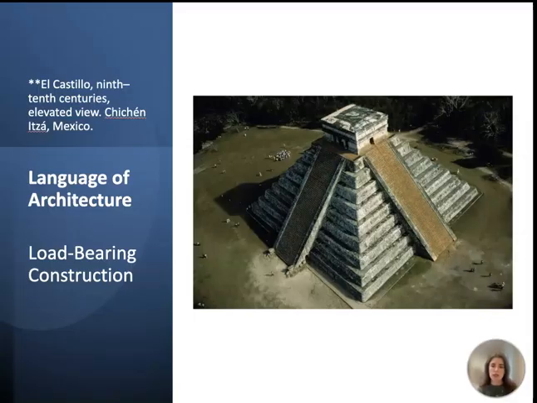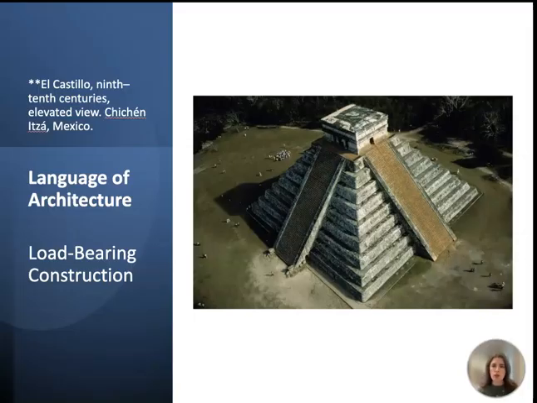So our first example is considered the most basic form of architecture, which is load-bearing architecture, but the example we see here is actually quite complex in terms of how it was executed. This is sometimes called El Castillo, or the Temple of Kukulkan, a temple created in the late Mayan period. So it's in southern Mexico today, at the site of Chichén Itza.